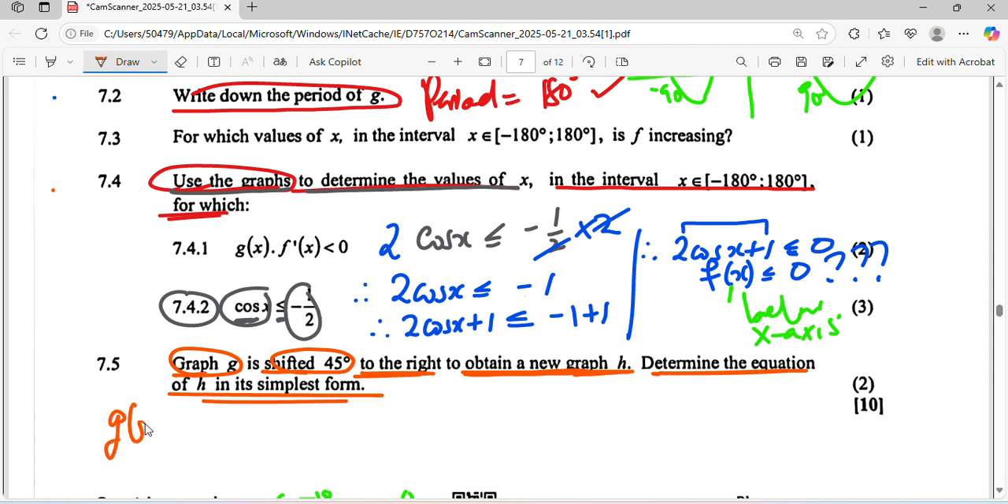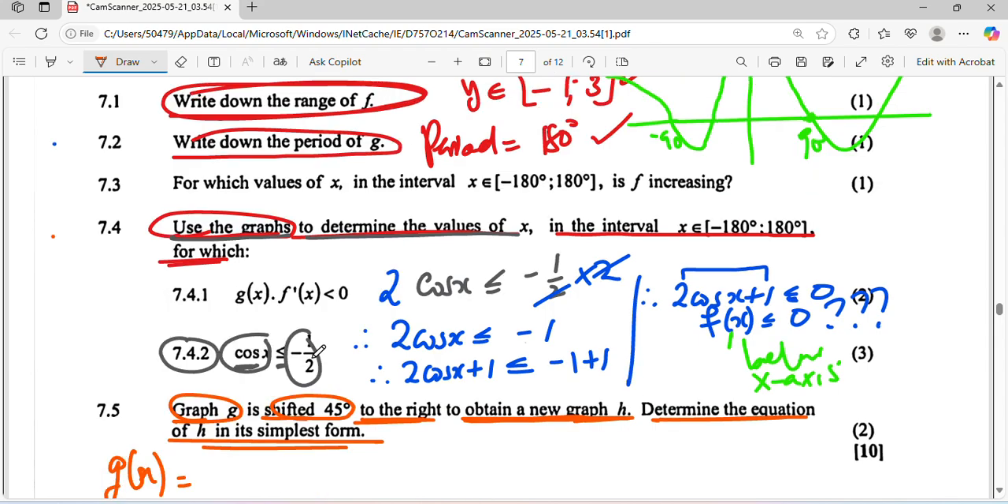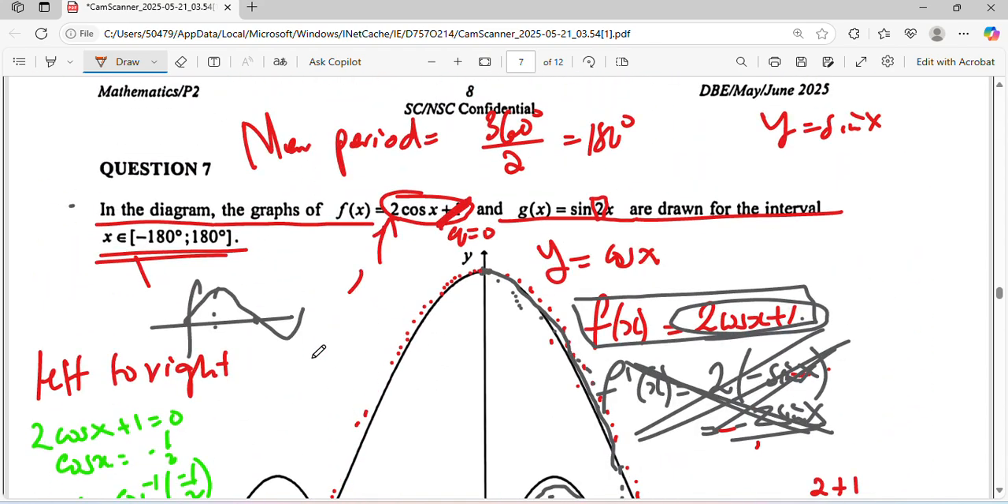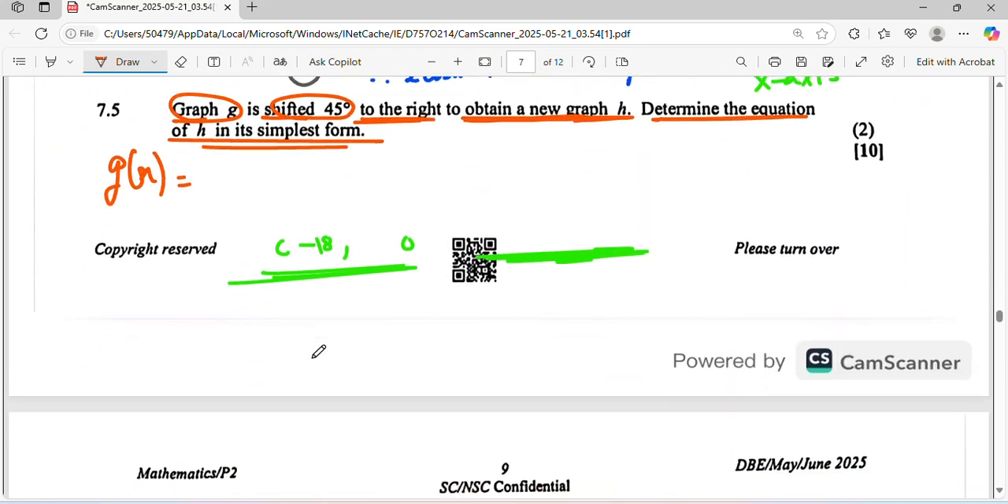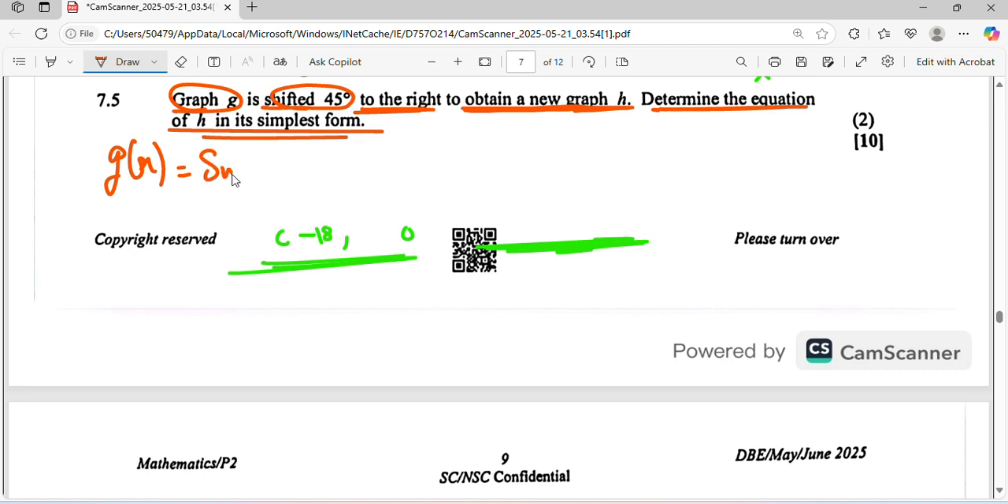So let's get the equation of g of x first of all. Where is g of x? g of x is sine 2x. Now when we shift to the right, remember I gave you the standard form: y equals a sine (kx plus p) plus q. The shifting horizontally is going to take place inside this bracket here.